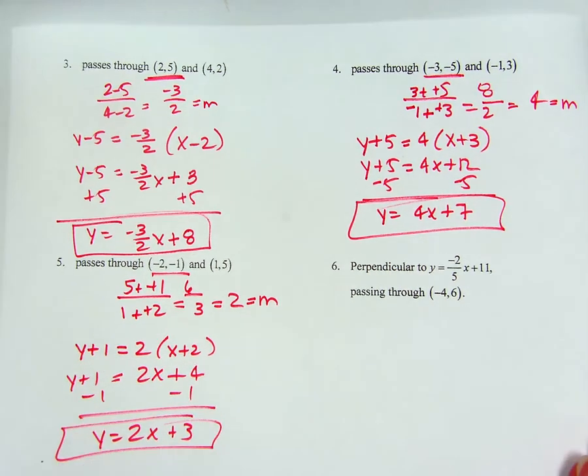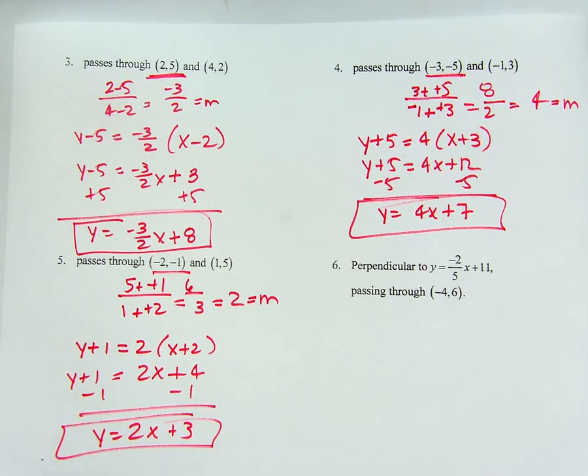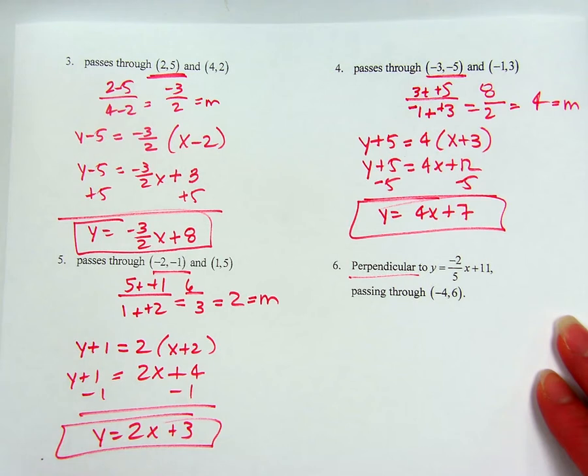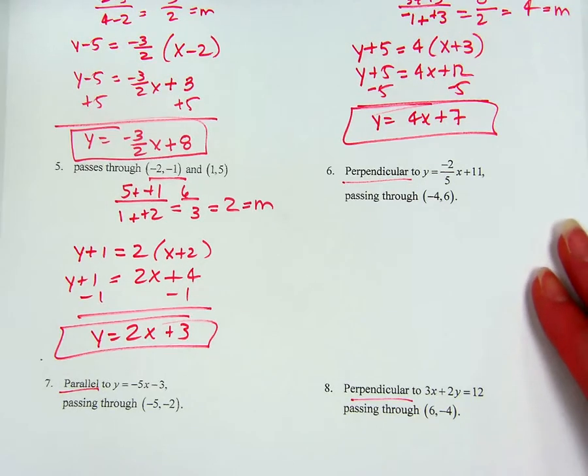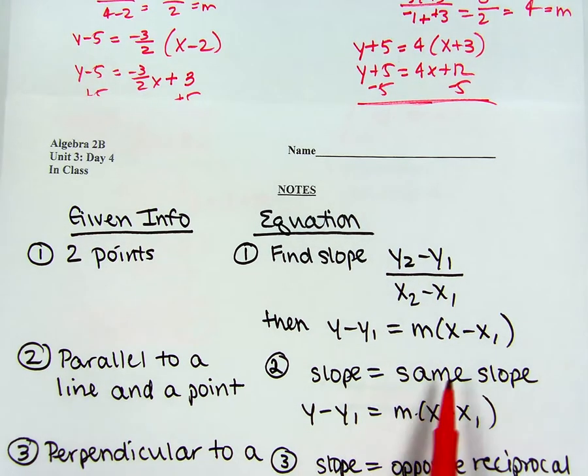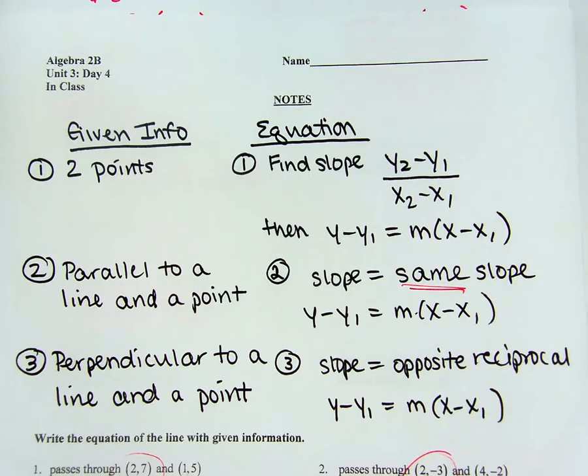All right, so now these problems get to be a little bit different. If you notice, they tell us now that they're perpendicular or parallel to a particular line. So let's go back to these notes. If it's parallel, the slopes are going to be the same. And if it's perpendicular, we're going to have opposite reciprocal slopes.